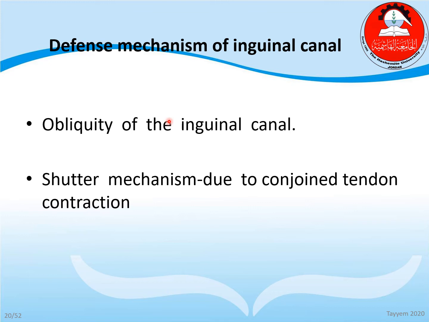As you can see, the inguinal canal represents a physiological weakness in the anterior abdominal wall, and the body mechanisms to reduce the risk of hernia include the obliquity of the inguinal canal, and there is a shutter mechanism by the conjoint tendon contraction.